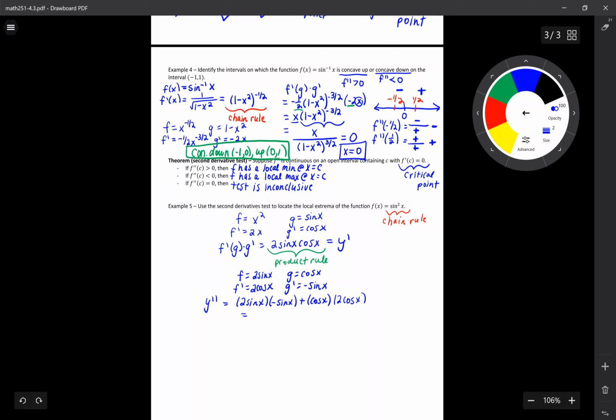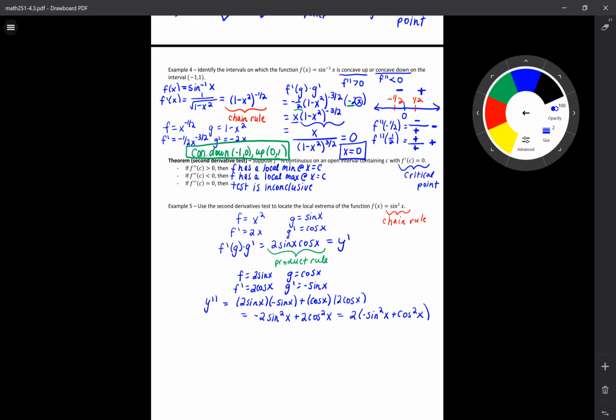So this will be negative 2 sine squared x plus 2 cosine squared x. I can factor a 2 out of each of these terms. So I'll be left with negative sine squared of x plus cosine squared of x.